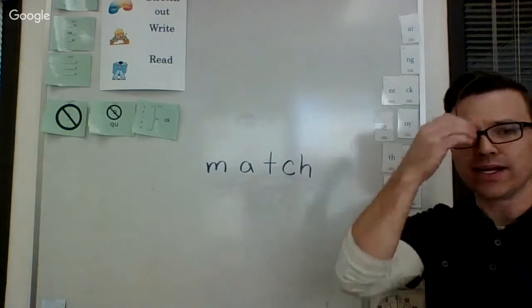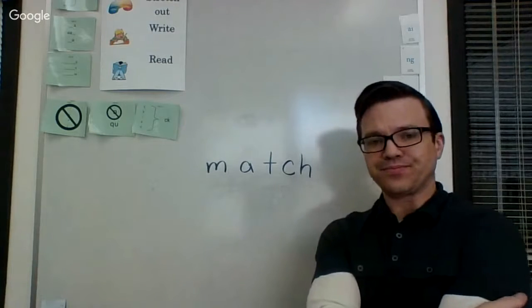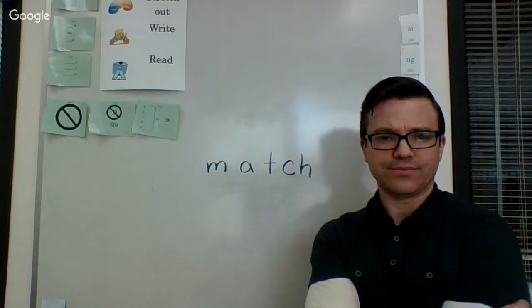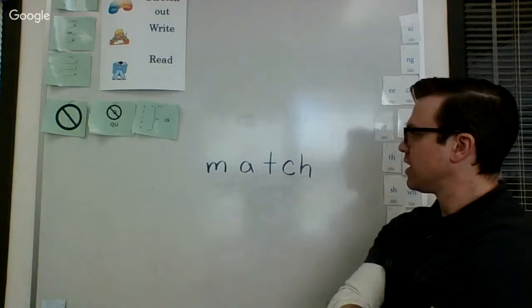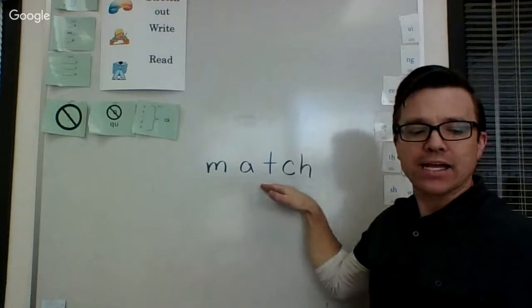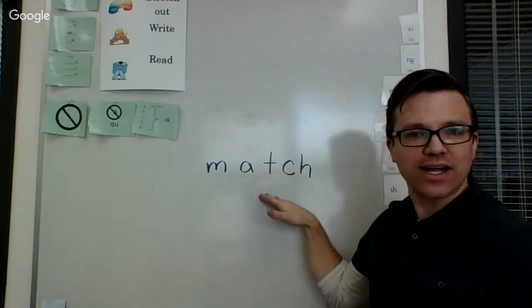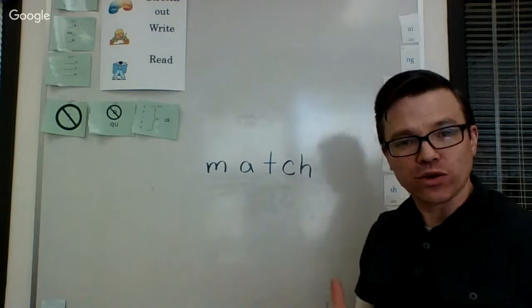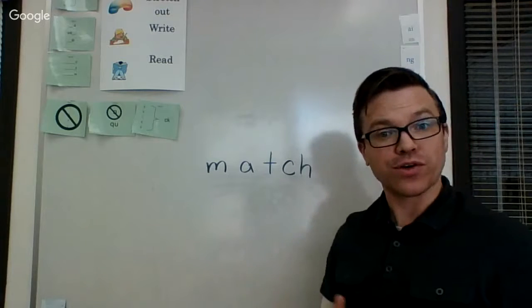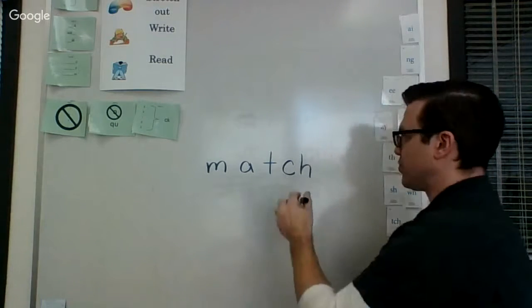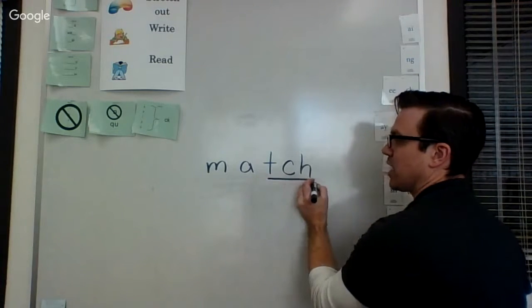M-A-T-C-H. Go ahead and write it and then try to read it. All right. You should have read it match, match, right? Now, let's do what we normally do where we underline any phonograms we see in this word. So what phonogram do you see? You should see this TCH, right? So we're going to underline it.